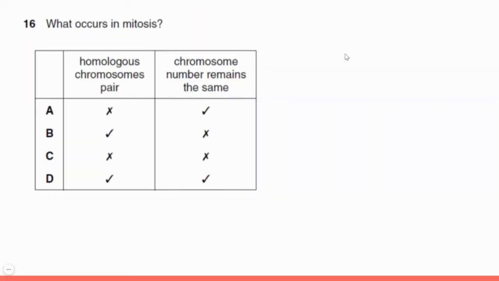What occurs in mitosis? This is our next question. So it says, what are some things that are there in mitosis? Do you see homologous pairs or chromosome number remains the same? Definitely, in mitosis we know that the parent cells and the daughter cells have the same genetic composition.